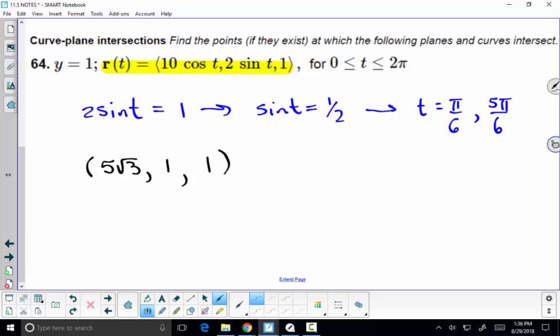The curve passes through the plane at that t value, and it's also going to pass through at 5 pi over 6. Cosine of 5 pi over 6 is minus root 3 over 2. So we get that, and 1 and 1. Those two places would be where this curve passes through the plane y equals 1.